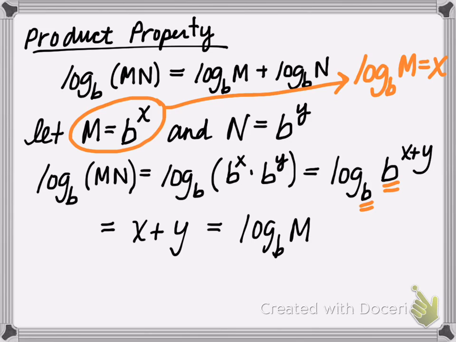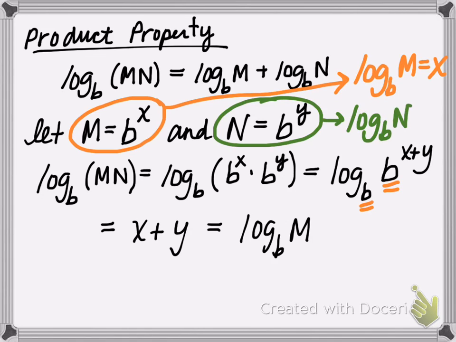And likewise, we can do the exact same thing for our second statement. We said n was equal to b to the y power. Rewrite that in log form, and that would be log base b of n is equal to y. So now that we know what y is equal to, x plus y really becomes log base b of m plus log base b of n.